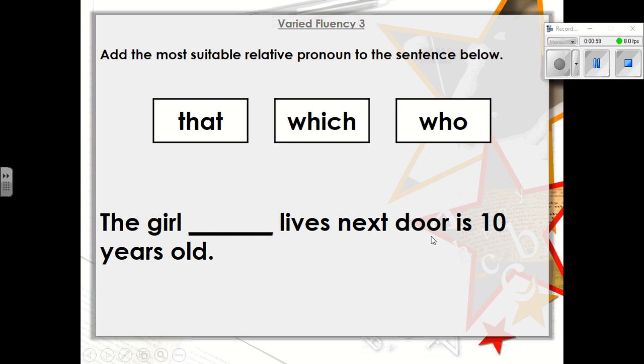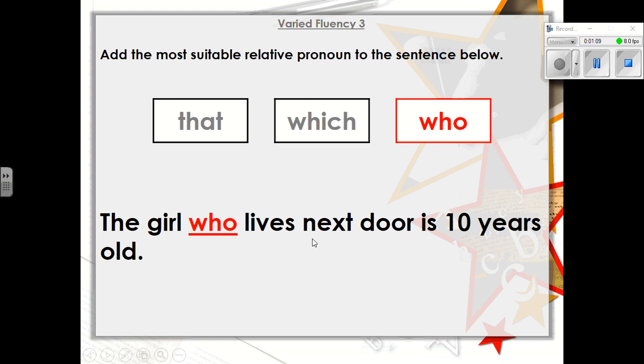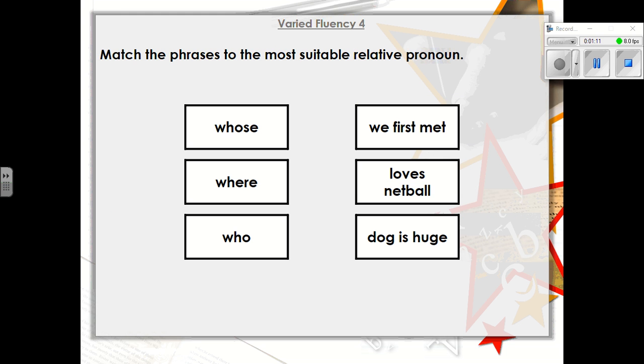The girl that lives next door is 10 years old, the girl which lives next door is 10 years old, or the girl who lives next door is 10 years old. Have a little think. Of course, the girl who lives next door. Match the phrases to the most suitable relative pronoun. Just pause the video quickly for me and work out which sentences go best together, which relative pronouns go with the rest of the phrases.